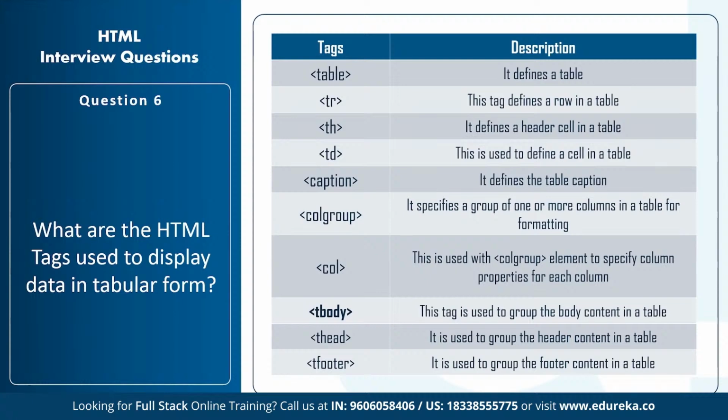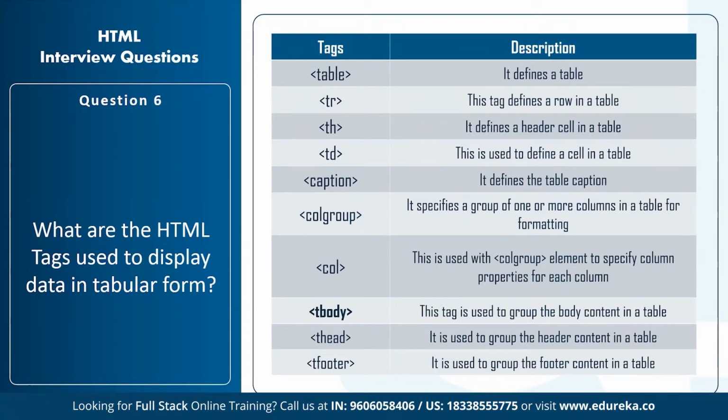Next up we have the caption. This is simple, it will just define the table caption for you or whatever you're naming your table to be. And then we have the column group, that is colgroup. This specifies a group of one or more columns in a table for formatting. And similarly we have another col tag. This is used with the colgroup element to specify column properties for each column.